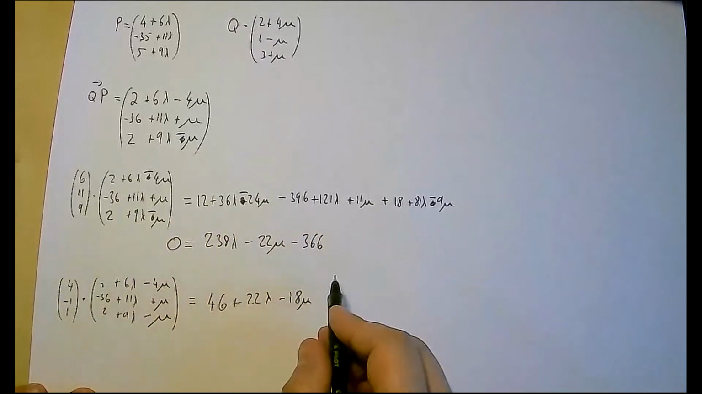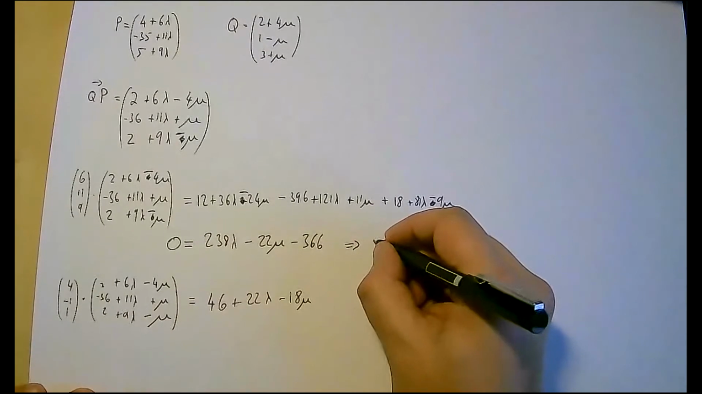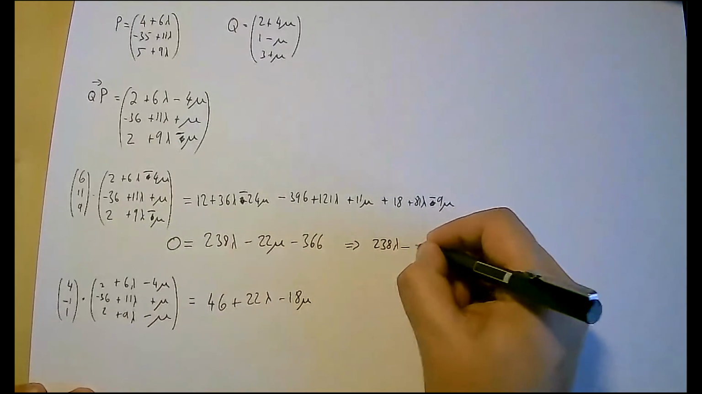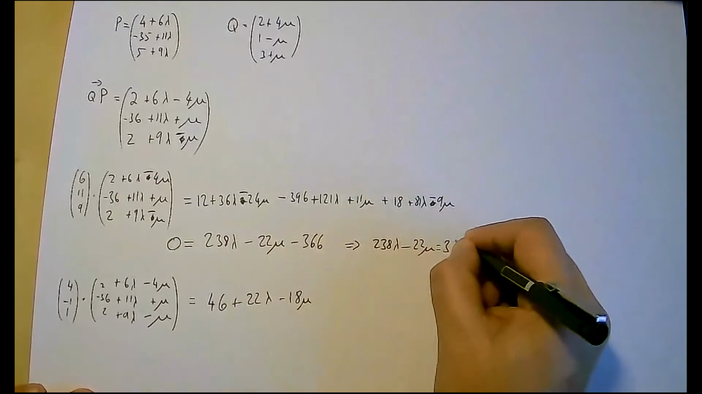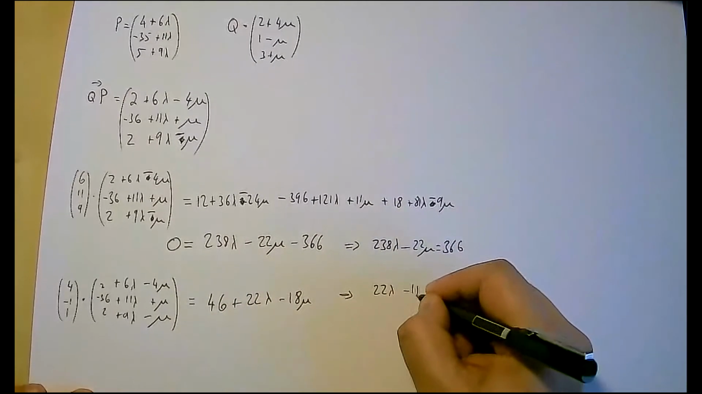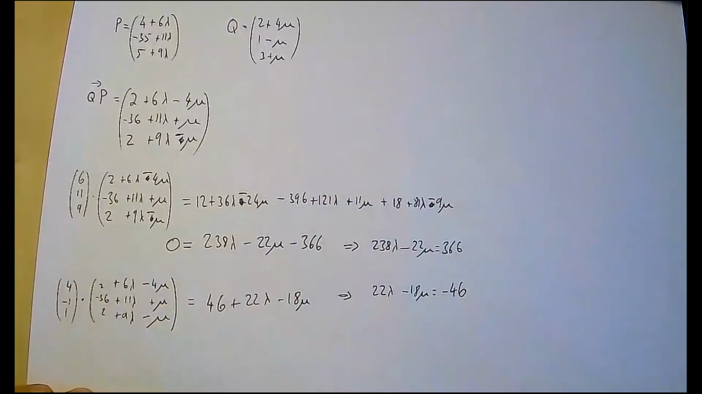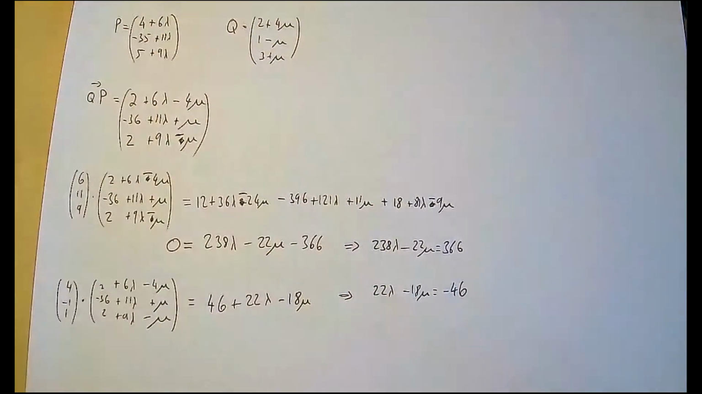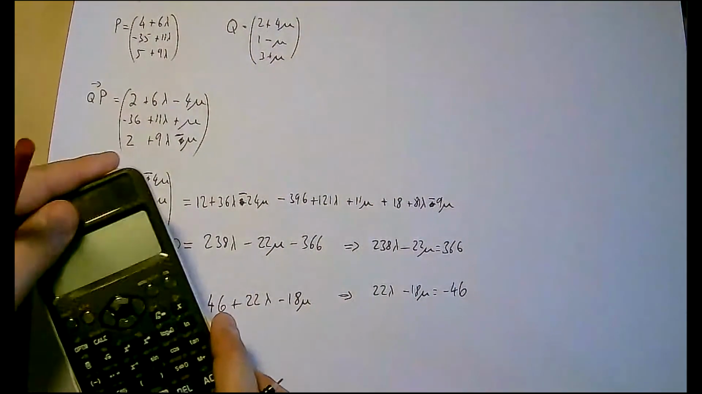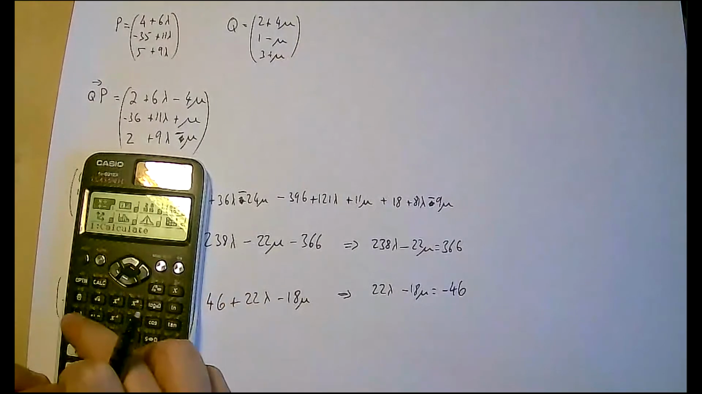So to do that, these need to be in a form we can use. This one will be rearranged to 238 lambda take 22 mu is 366. And this one should be 22 lambda take 18 mu equals negative 46. And then when we put that through our simultaneous equation solver, or if you want to, you can crack through the algebra yourself. But that's entirely optional.